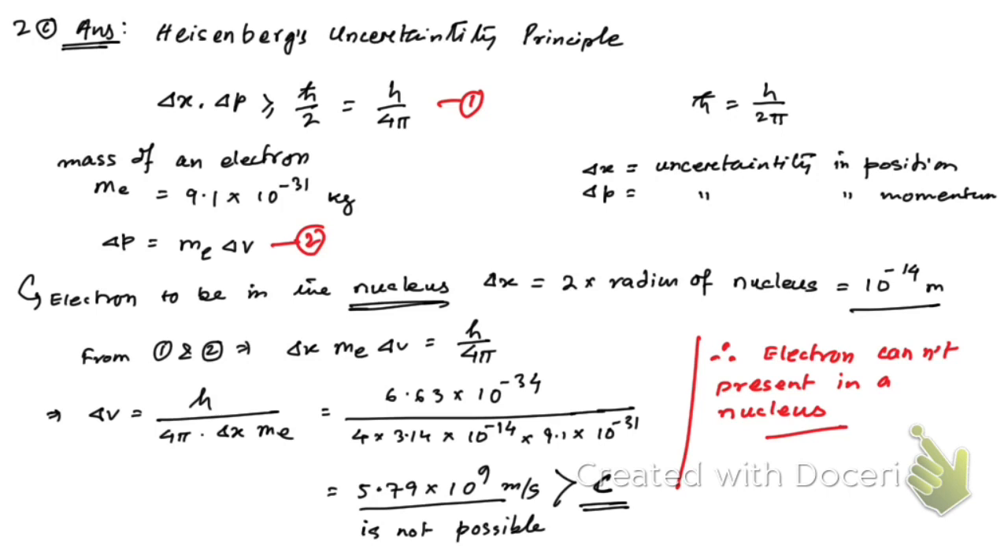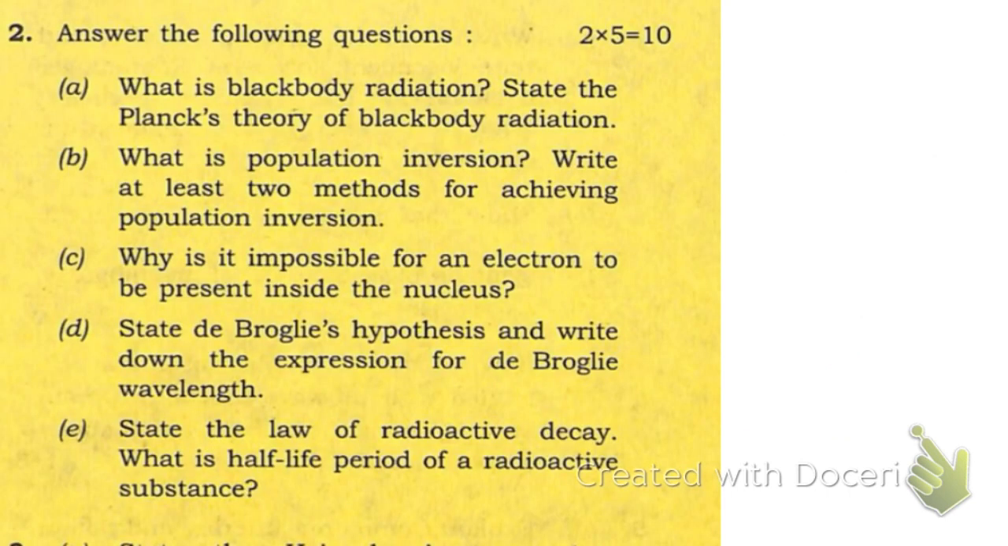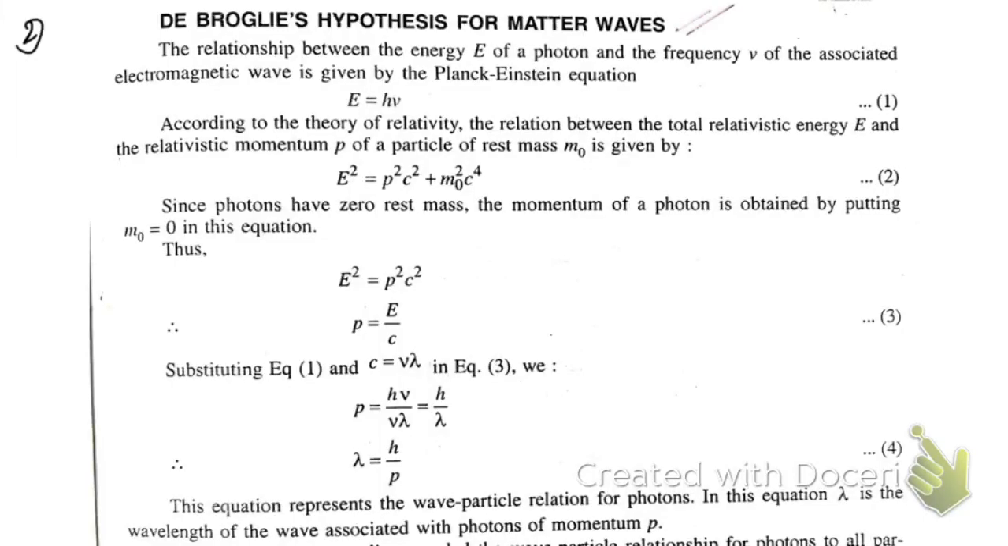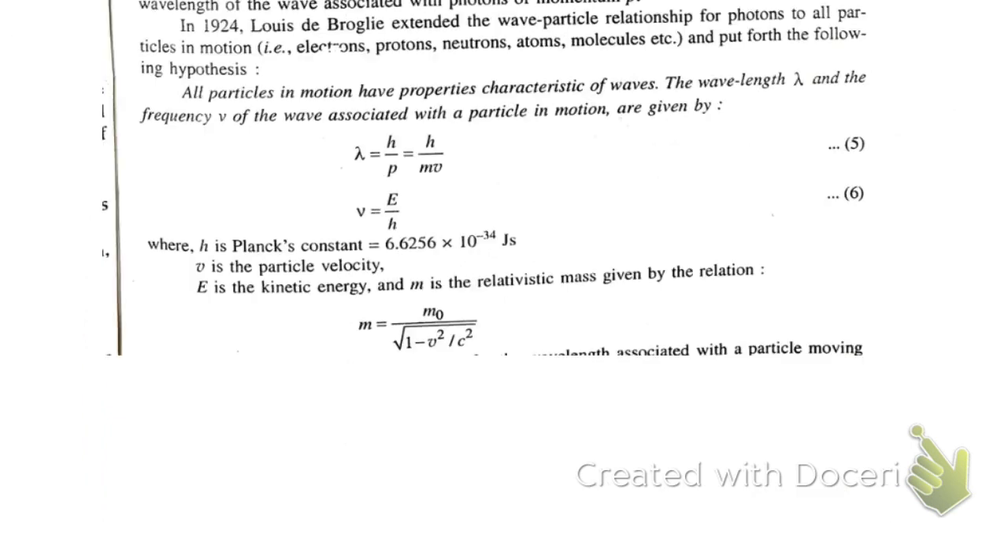Now let's move on to the next question. The next question is: state the de Broglie hypothesis and write down the expression for the de Broglie wavelength. This is the answer to question number 2d. Write the answer, and if you add this part to your answer, it is going to be better to score marks. Okay, now let's move on to the next question.